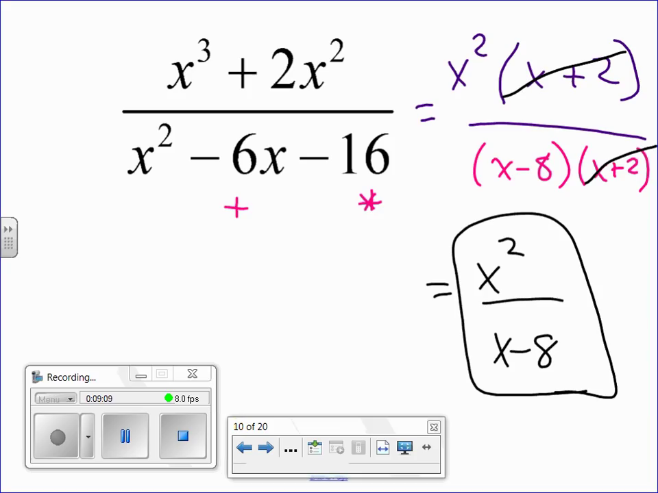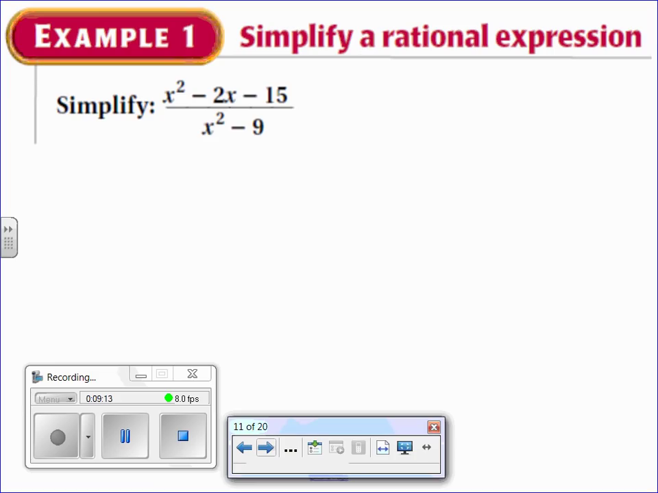All right, good job so far. Here's our next one. Why don't you pause the video and try this one all by yourself, just for fun. See how you do. Go ahead and click pause.